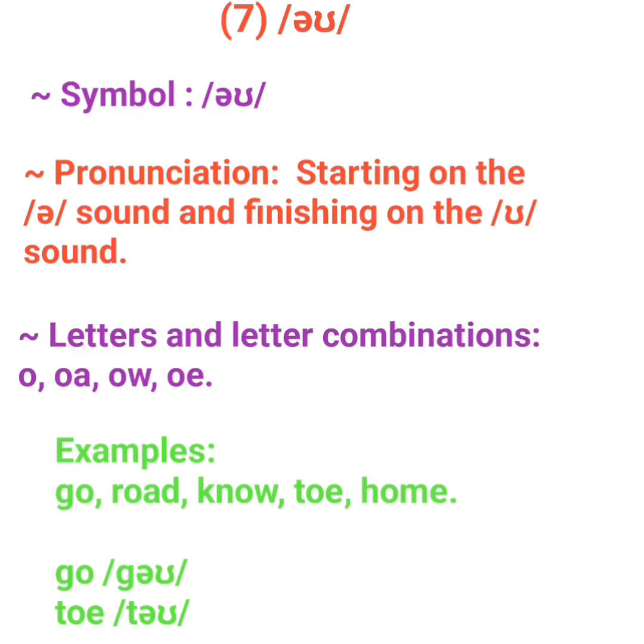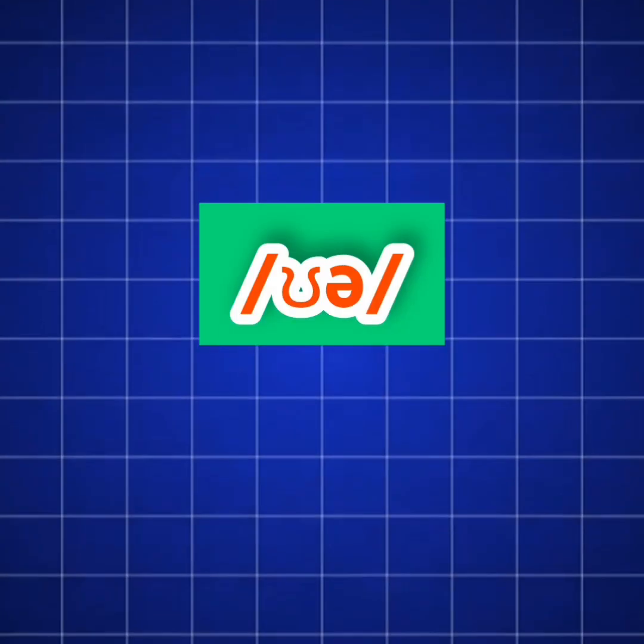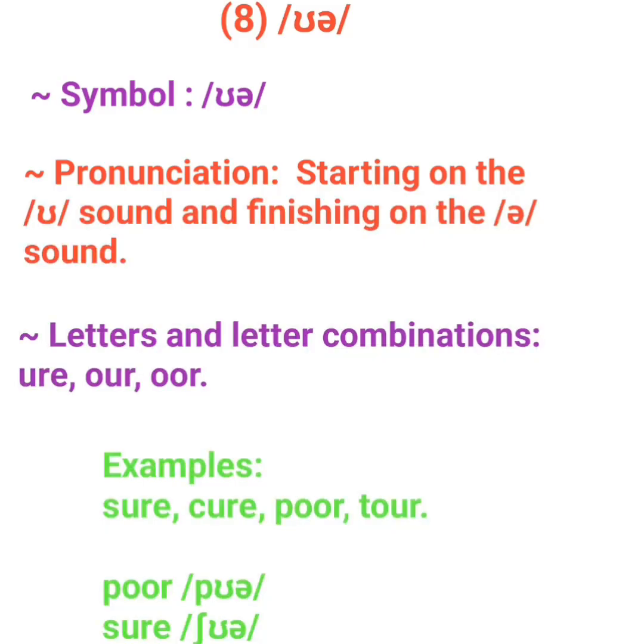Like we have it in go, road, no, toe, home. So that is how it is pronounced. And when do we have this pronunciation? Whenever we have letter O, OA, OW, and OE, as in what I just stated: go, road, no, toe, home.